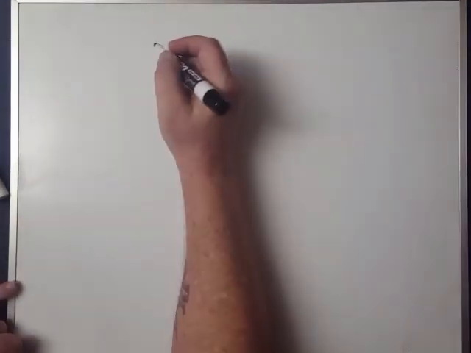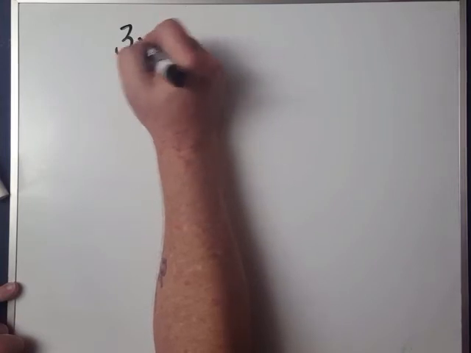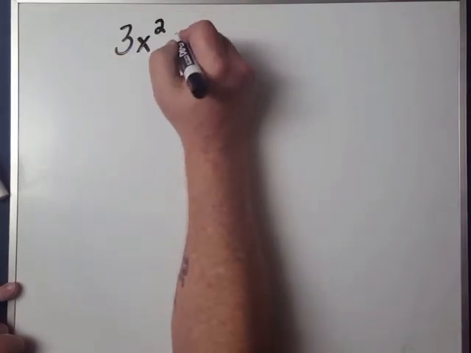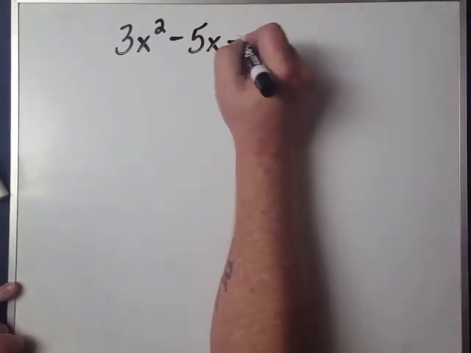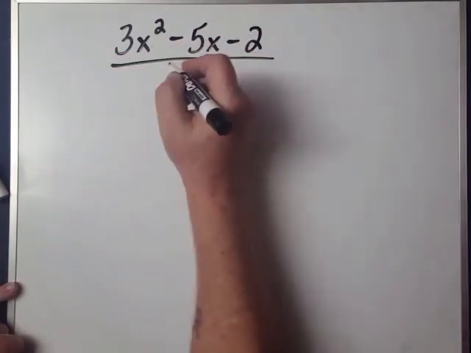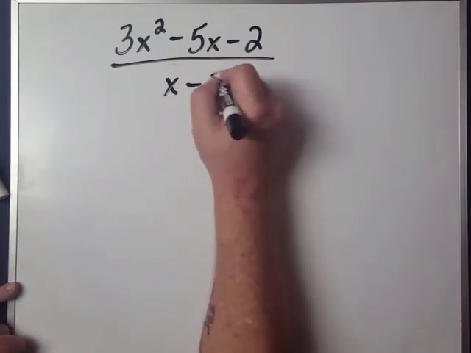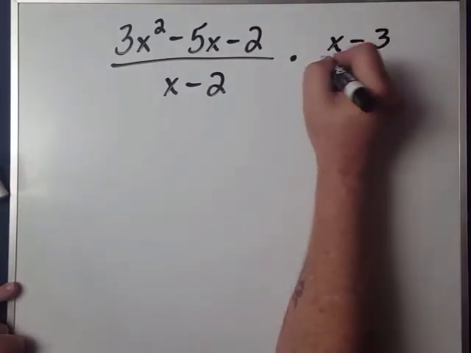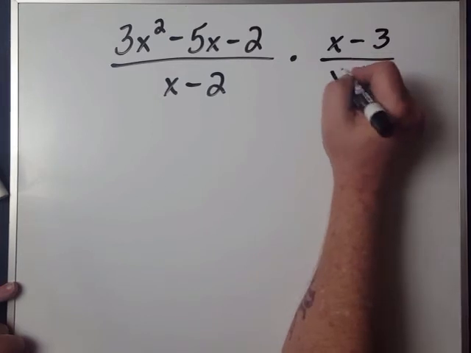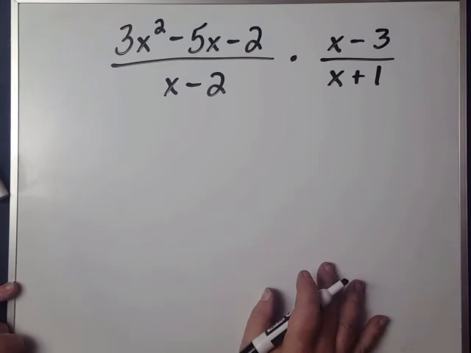Are you getting into the rhythm of these problems? If it's division, make it multiplication. If it's already multiplication, leave it alone. But once you're multiplying, what do you do? You factor, you cancel, you collect survivors. This one's already multiplication, so we're ready to start factoring.